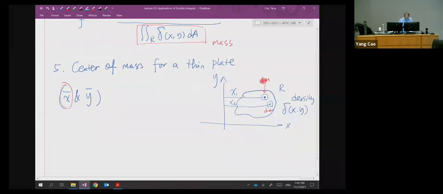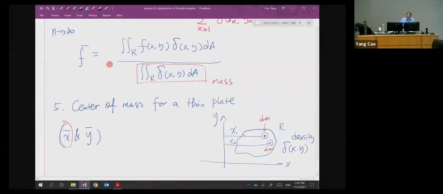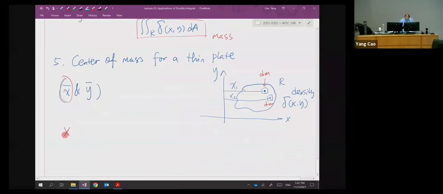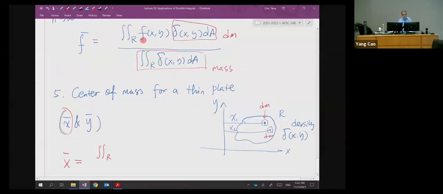So if I use the formula that I derived here, this is exactly the formula. It says you calculate the weighted average of function f by doing this computation: the function f times, this is basically your dm, your small mass, and then divided by the total mass at the bottom. So using the same analogy, if I need to calculate the x bar here using the formula, all I need to do is replace the function f with what?